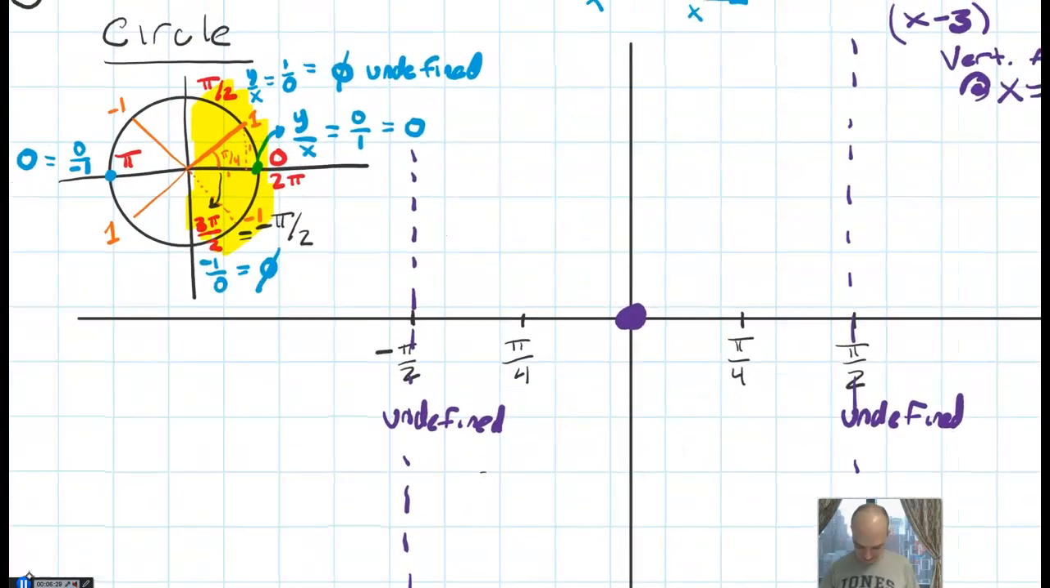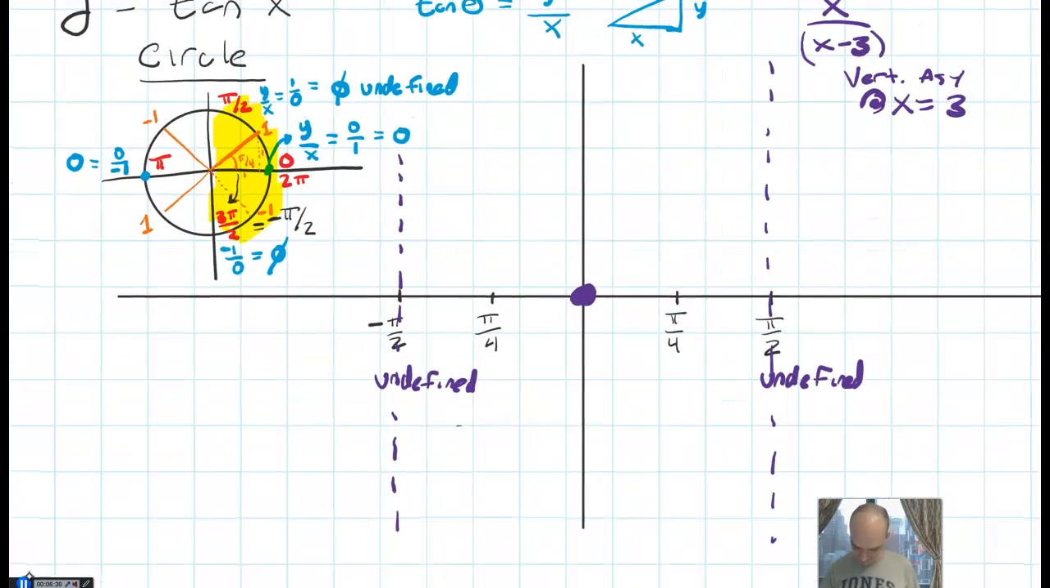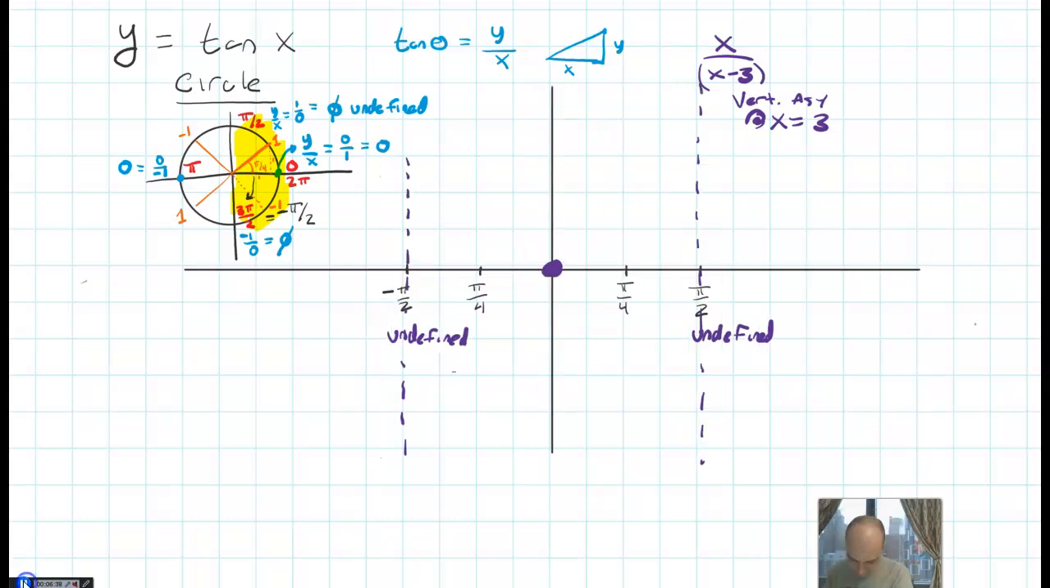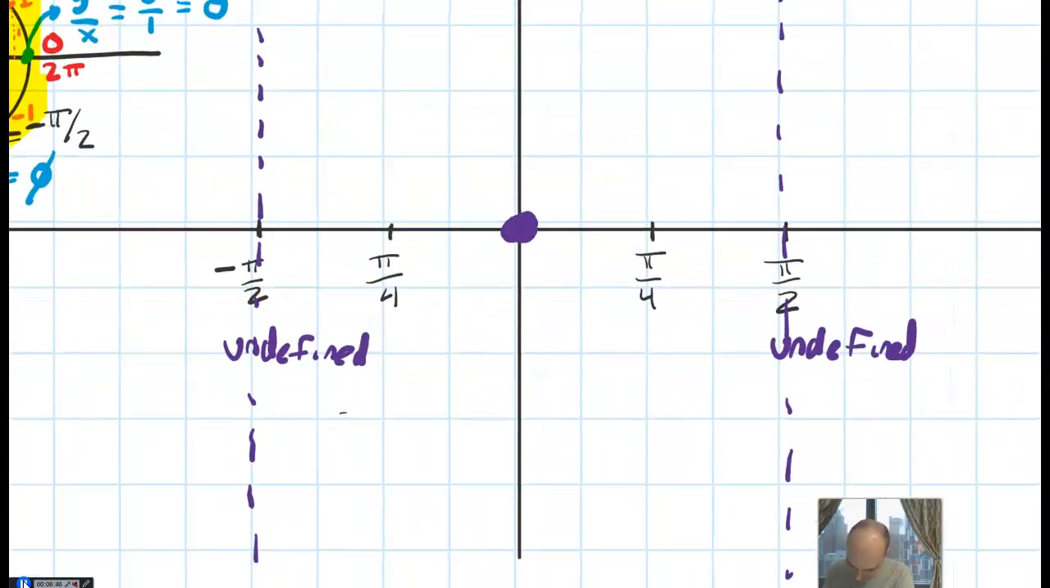Now those give us some values. Oh, I lost my axis. We're just gonna roll with it. It moved. So we're gonna plot those 1 values. I'm gonna make a mark 1 right here. We said at pi over 4, the tangent value is 1. And at negative pi over 4, the tangent value is negative 1.